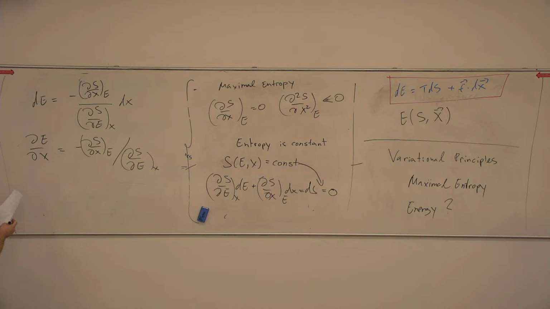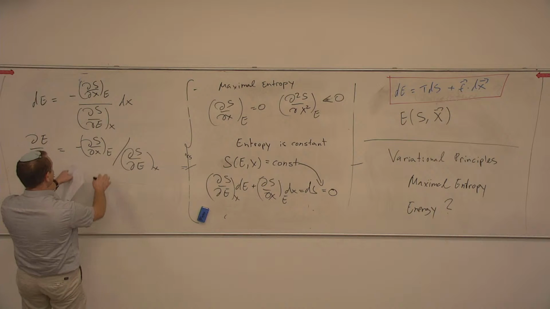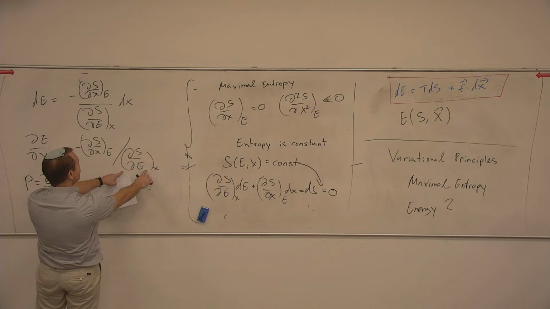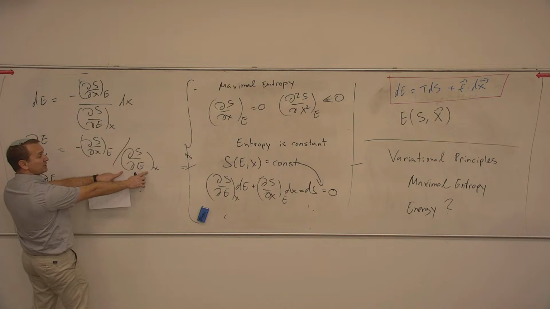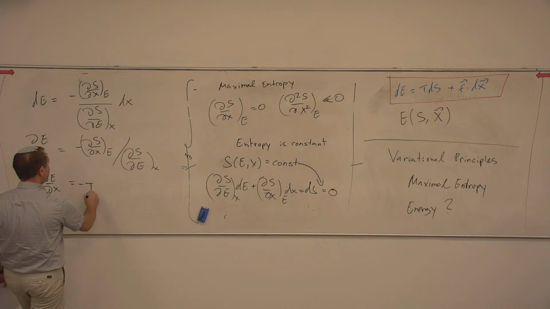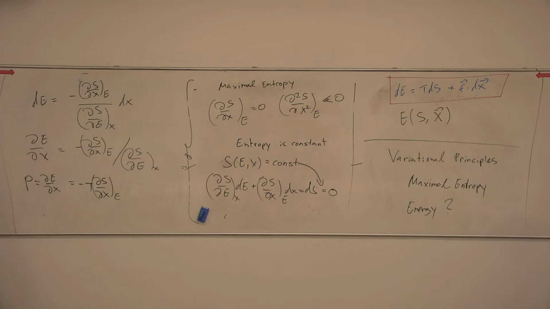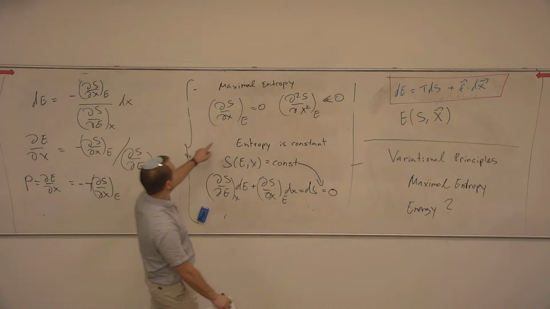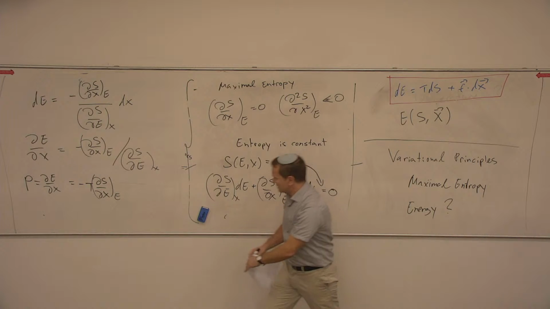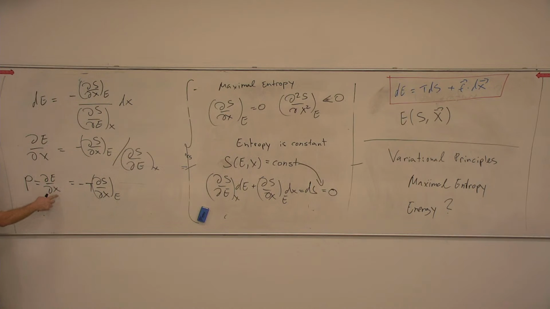Okay, so if we call this dE/dx, this point, P, what is ds/dE? 1 over T, right? So we have minus T times ds/dx at constant energy. But what is ds/dx at constant energy? Sorry? What is P? P is just me assigning the first derivative of energy with respect to x as P. Does it have a name? Forget about it.